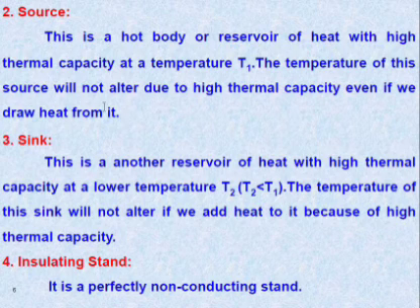Second one, source. This is a hot body or reservoir of heat with high thermal capacity at a temperature T1. The temperature of the source will not alter due to high thermal capacity even if we draw heat from it. Third one, sink. This is another reservoir of heat with a high thermal capacity at a lower temperature T2 which is less than T1. The temperature of this sink will not alter if we add heat to it because of high thermal capacity. Fourth one, insulating stand. It is a perfectly non-conducting stand.